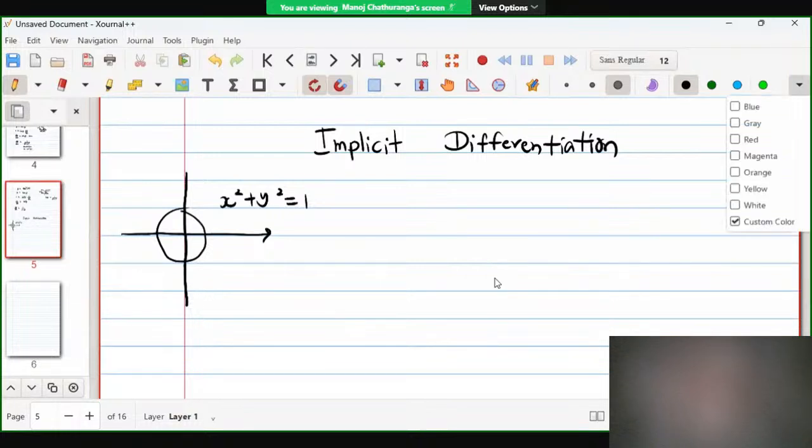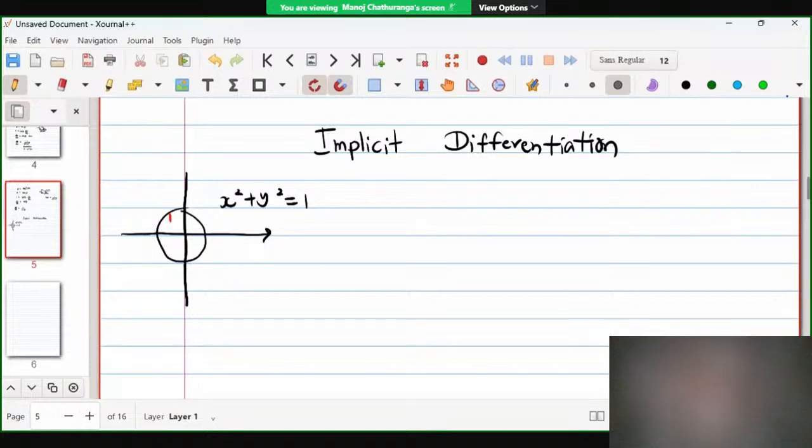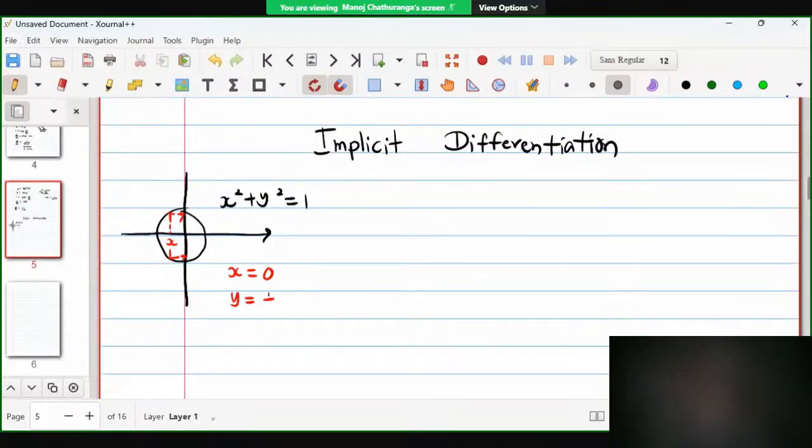To be a graph of a function, it must have a very special property. For every x value, there should be a unique y value. That is the property of a function. But on the circle, we have two different y values. If I set a value for x, I can get two values for y. For example, when x equals 0, y equals plus or minus 1. Not a unique solution, two solutions.